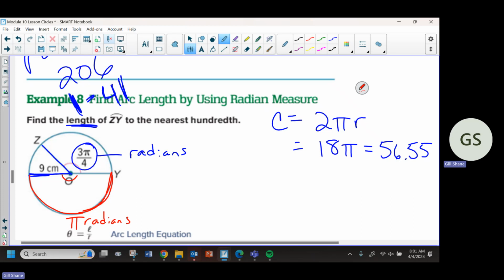So now we just say, okay, what's our first step? So again, we go back to our 3 steps. What's our first step?